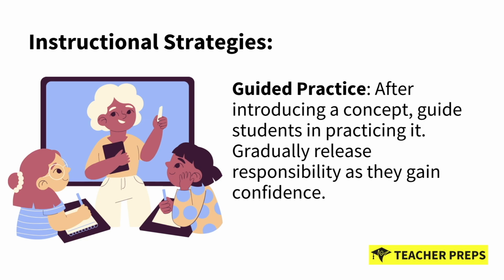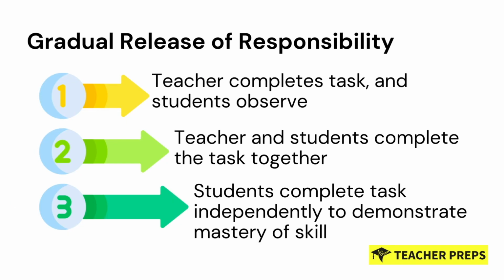Gradually release responsibility as they gain confidence, which, as we can recall from our past lessons, is called the gradual release of responsibility, which is transitioning the responsibility of learning from the teacher to the students over time. And this happens when the teacher models the correct way to directly complete the task at hand. Then the teacher invites the students to help the teacher complete the next task. And then finally, the teacher releases the responsibility of demonstrating the understanding of the skill being taught to the students.